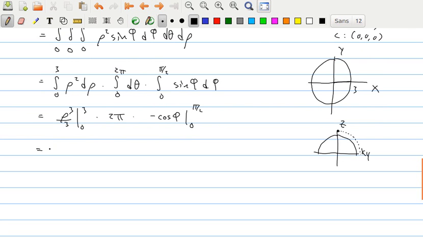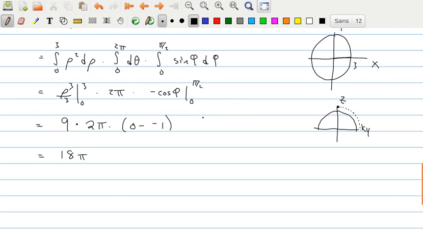And plugging in our limits, this first one we've got 27 over 3, which is 9, times 2 pi. And the last one, cosine of pi over 2 is 0. And cosine of 0 is 1. So this gives us 18 pi for our volume. So that's the gist on integrating in polar coordinates in 3D.